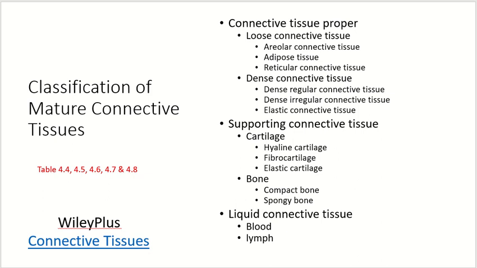The last type of mature connective tissue that we'll discuss, and we'll only discuss it very briefly because there are entire chapters dedicated to it in the book, are the liquid connective tissues, and these include blood and lymph.